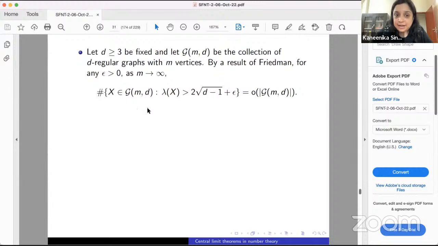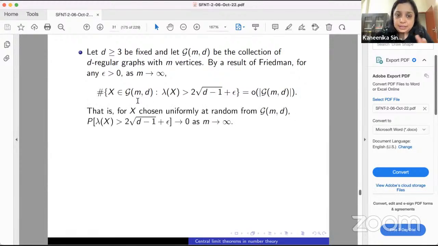The number of graphs for which lambda of X, the maximum of the non-trivial eigenvalues, is greater than 2 times square root of D minus 1 plus epsilon is little o of the total number of D-regular graphs on M vertices. So if you choose a random graph from your collection G of M comma D, the probability that its non-trivial eigenvalues jump outside the interval minus 2 square root of D minus 1 to 2 square root of D minus 1 is very, very small.